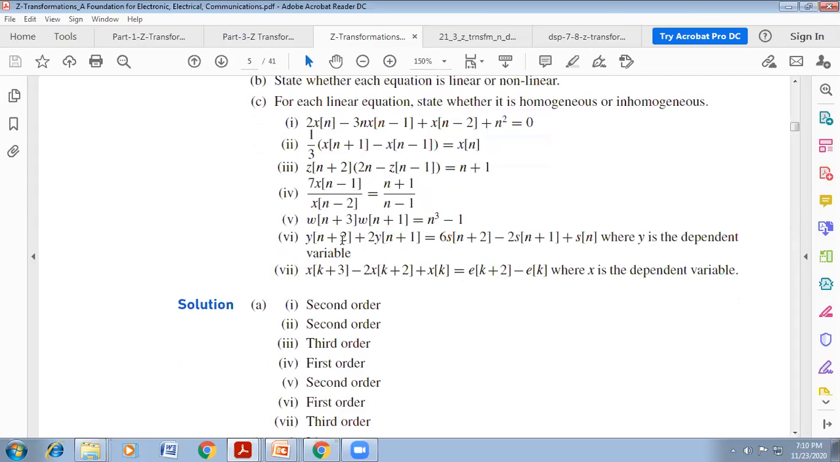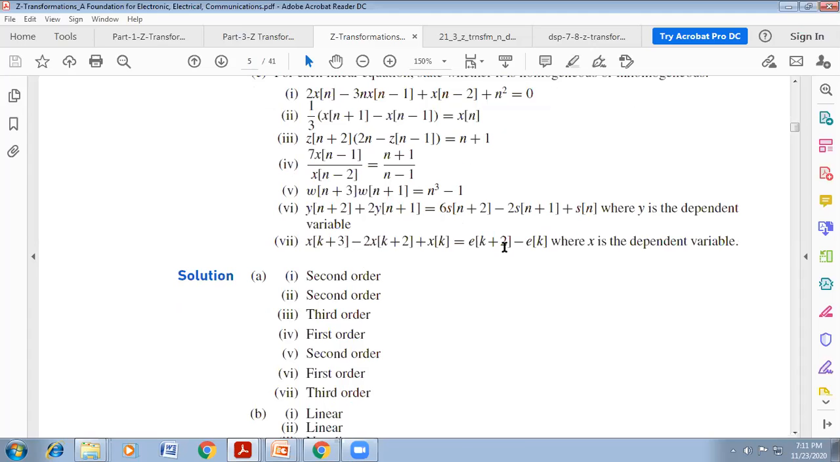Now 6 will be similar. Highest is n plus 2 and lowest on the left hand side is n plus 1. Difference is 1. And on the right hand side also, highest n plus 2, lowest n plus 1. Actually, we have to test the dependent variable, remember it. So this is the first order and this is also third order.